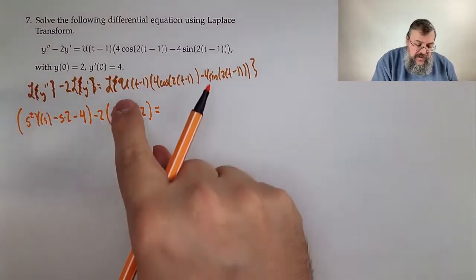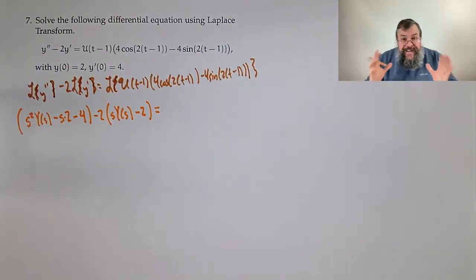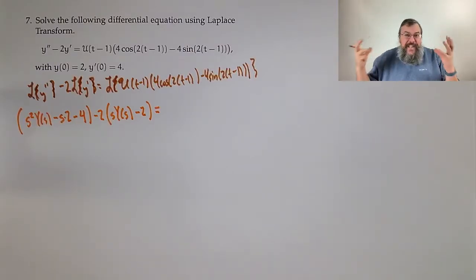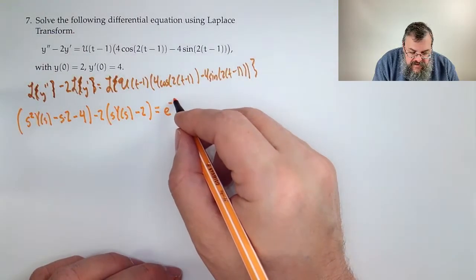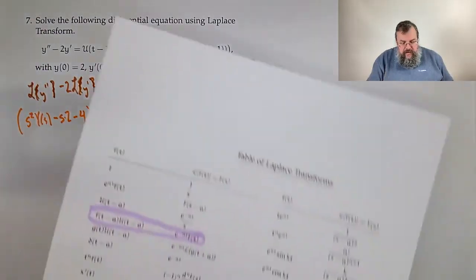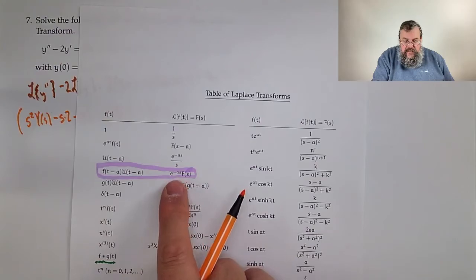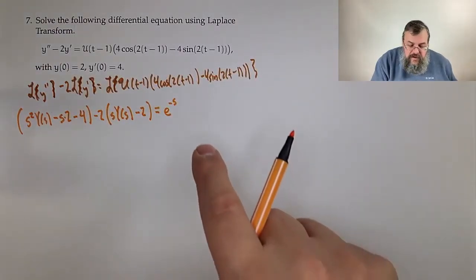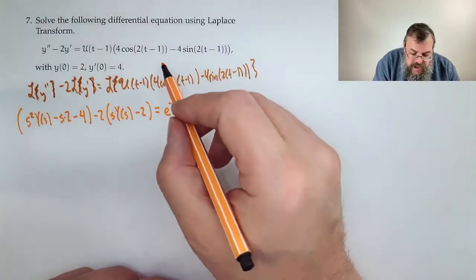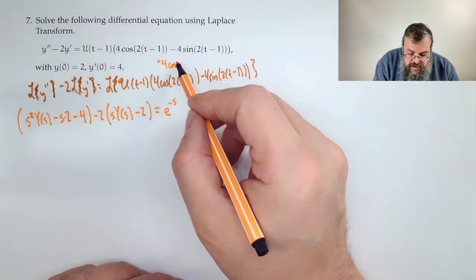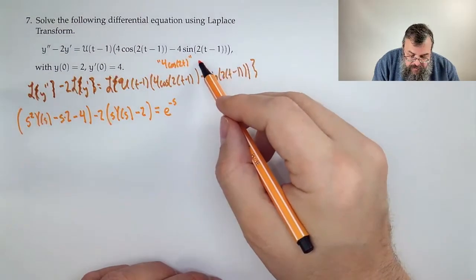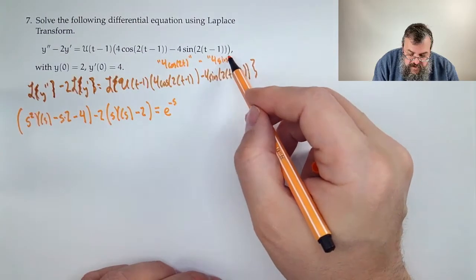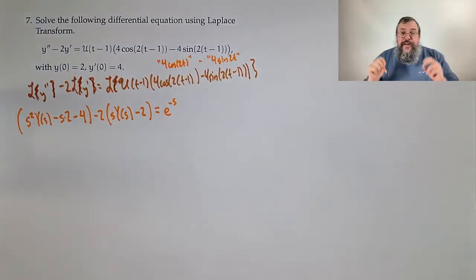Now, this u(t minus 1), everything is t minus 1. That's what we want. We're not saying, oh man, everything has t minus 1. So, because of that, we know we're going to have an e to the minus s. Because everything's in terms of t minus a, you have e to the minus as. And then we say, okay, what happens here? We're going to think of this as being the 4 cosine 2t, that would be the unshifted, and minus 4 sine of 2t. Again, we're thinking of it as the unshifted parts.